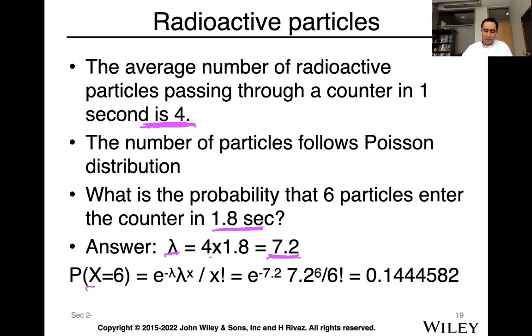So we see that the chance is relatively high. There's a 14% chance that I have exactly 6 particles. Any other questions?